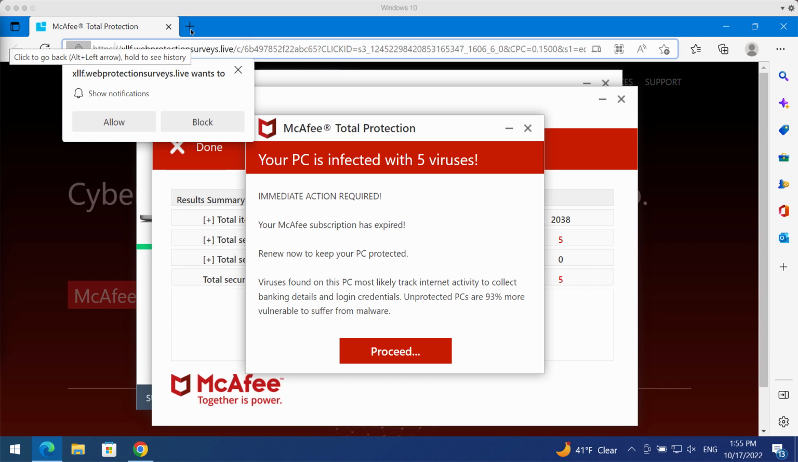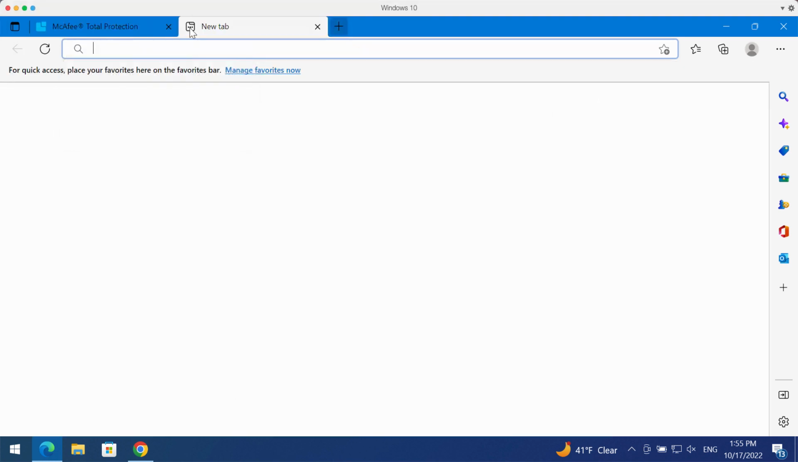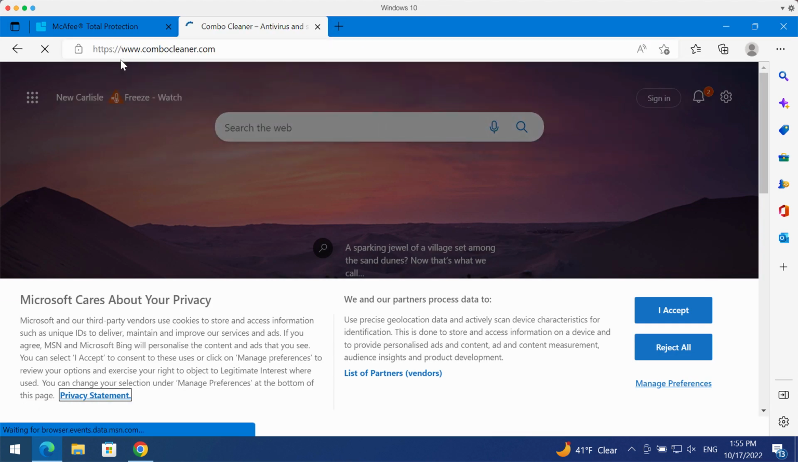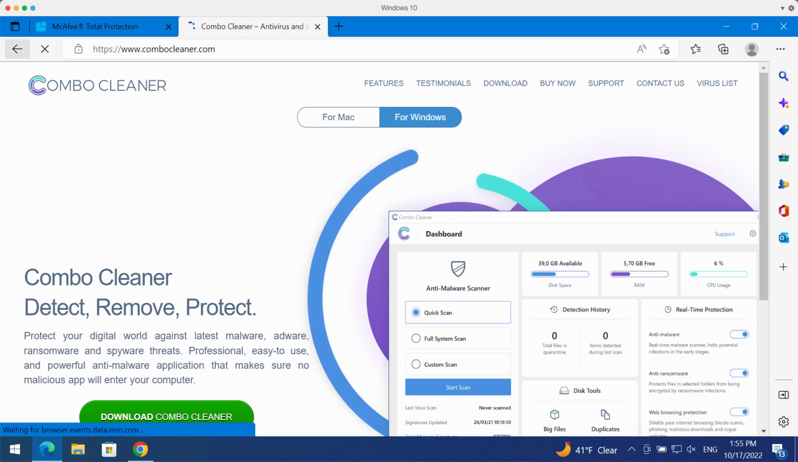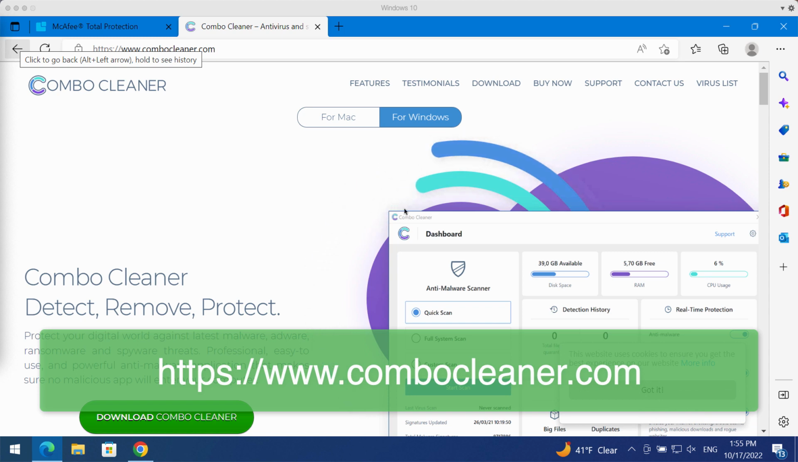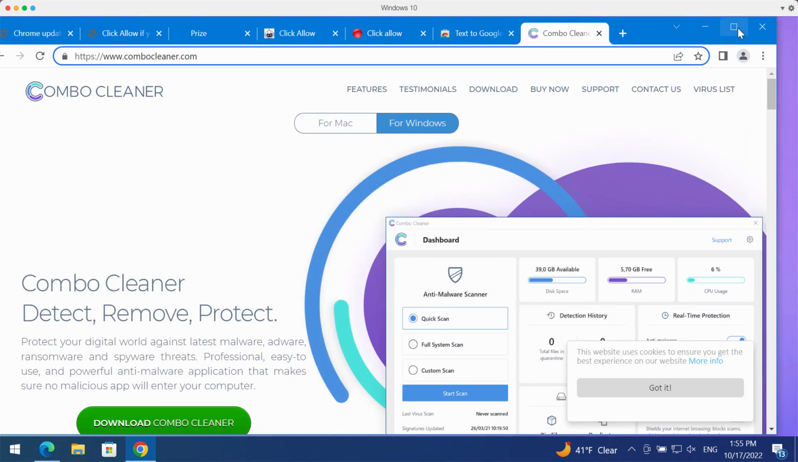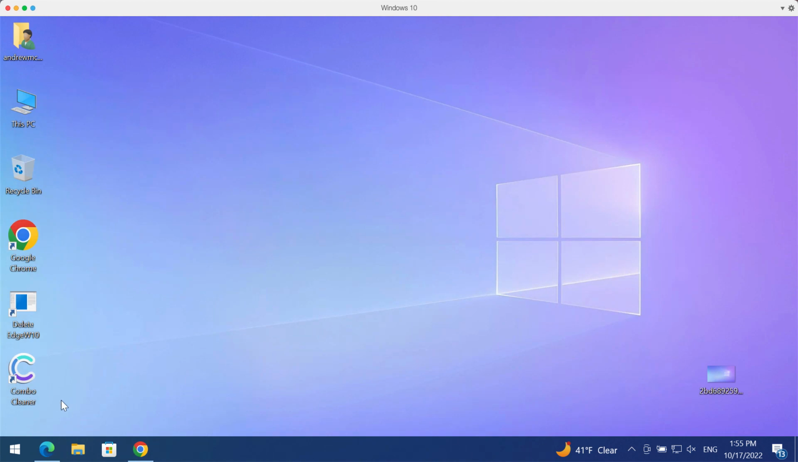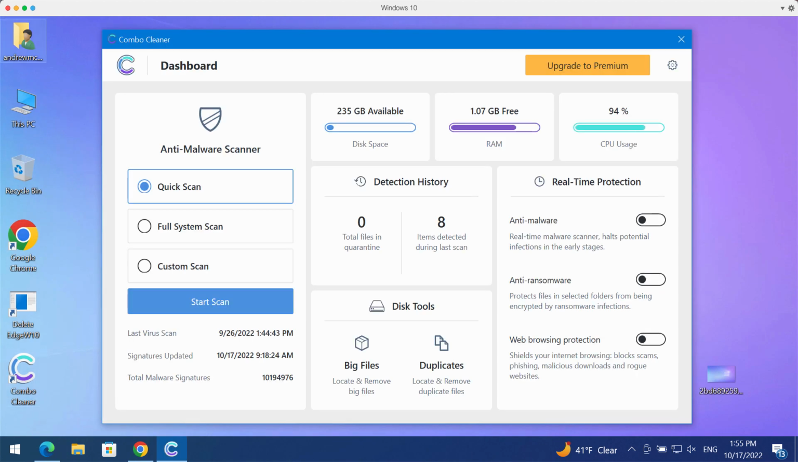Don't trust them. Such pop-ups, by the way, may be the result of some adware on your computer. I would recommend that you investigate the system with the help of Combo Cleaner Antivirus. The best solution to get it is on the page combocleaner.com. Download the program, install it, and start investigating your device in order to detect and eliminate other infections.